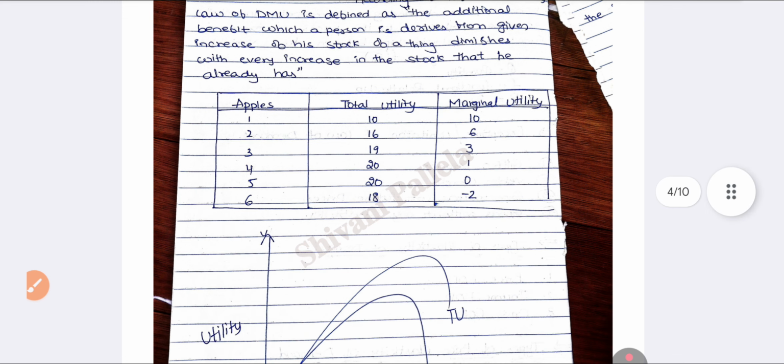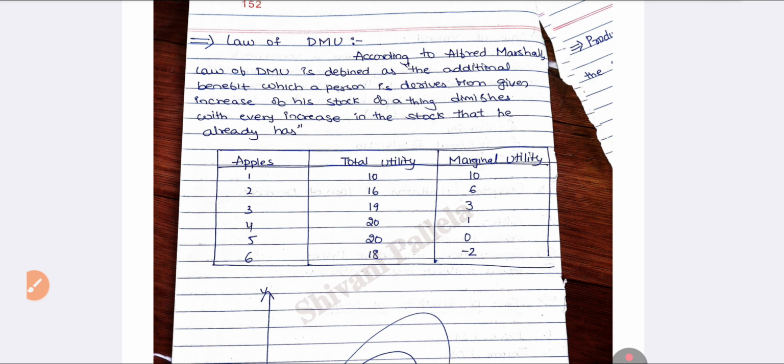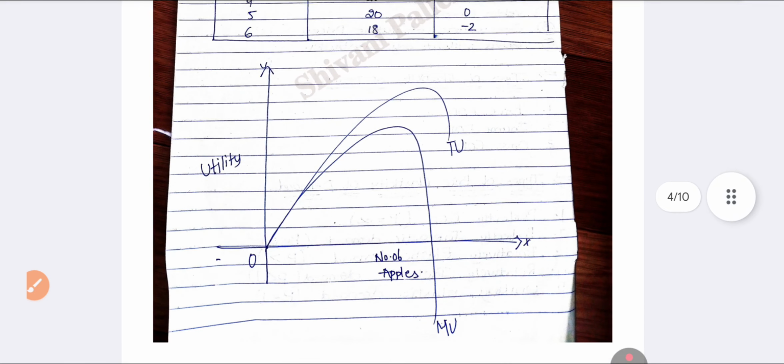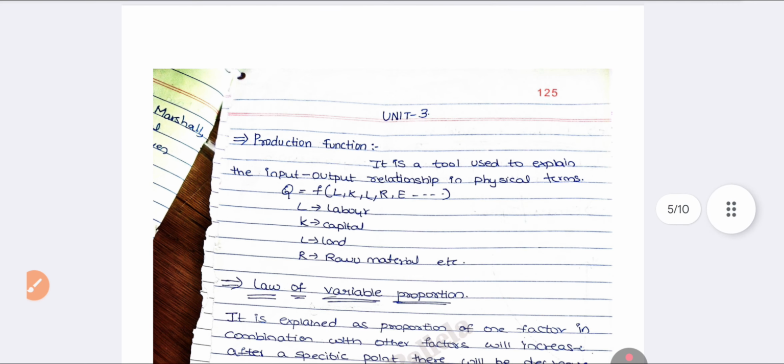If they are asking about DMU, diminishing marginal utility, you should include this point and you should write the table and it is compulsory to draw the diagram. Got it? And next one, unit number 3.